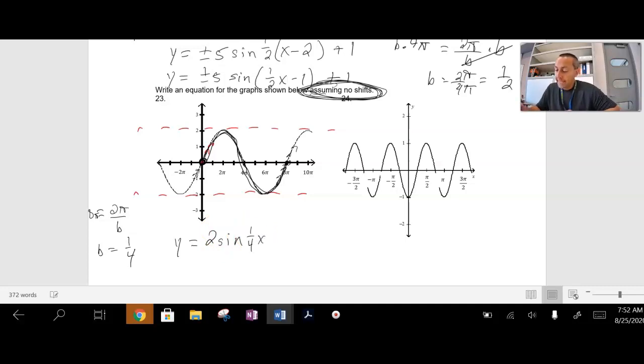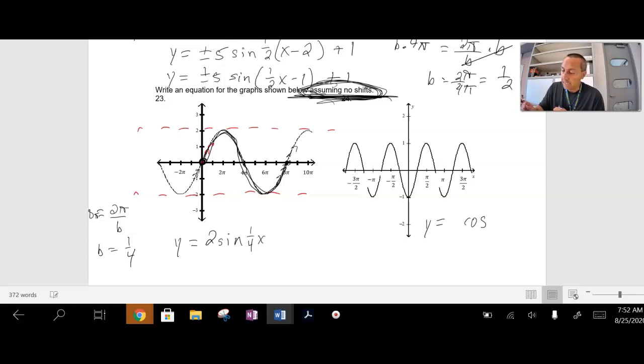All right. Last one, 24. Notice how it doesn't go through the origin. That means we're dealing with the cosine. And again, we're saying that because we don't have any shifts. And if we don't have any sort of shifts, the sine curve should go through the origin. This one doesn't. We know it's a cosine.